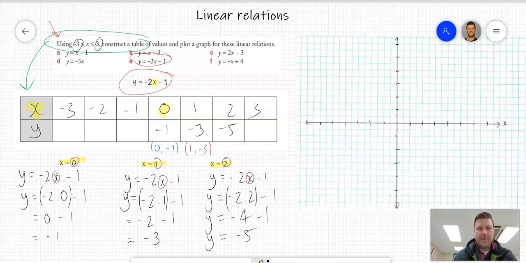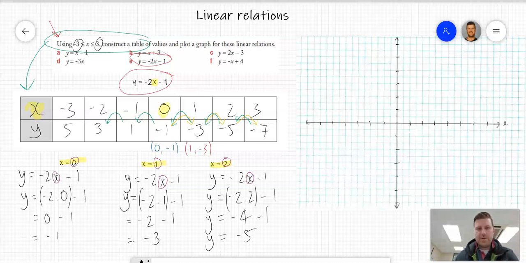But you can see a bit of a pattern happening. As I'm working left to right, the y values are dropping by 2 each time. So that would suggest that the next number, if x is 3, y would be -7. If I was going the other way, right to left, it's increasing by 2. So if I use that pattern to fill out the remainder of the table of values, I would have 1, 3, and 5, because we're increasing by 2 as we go the other way.